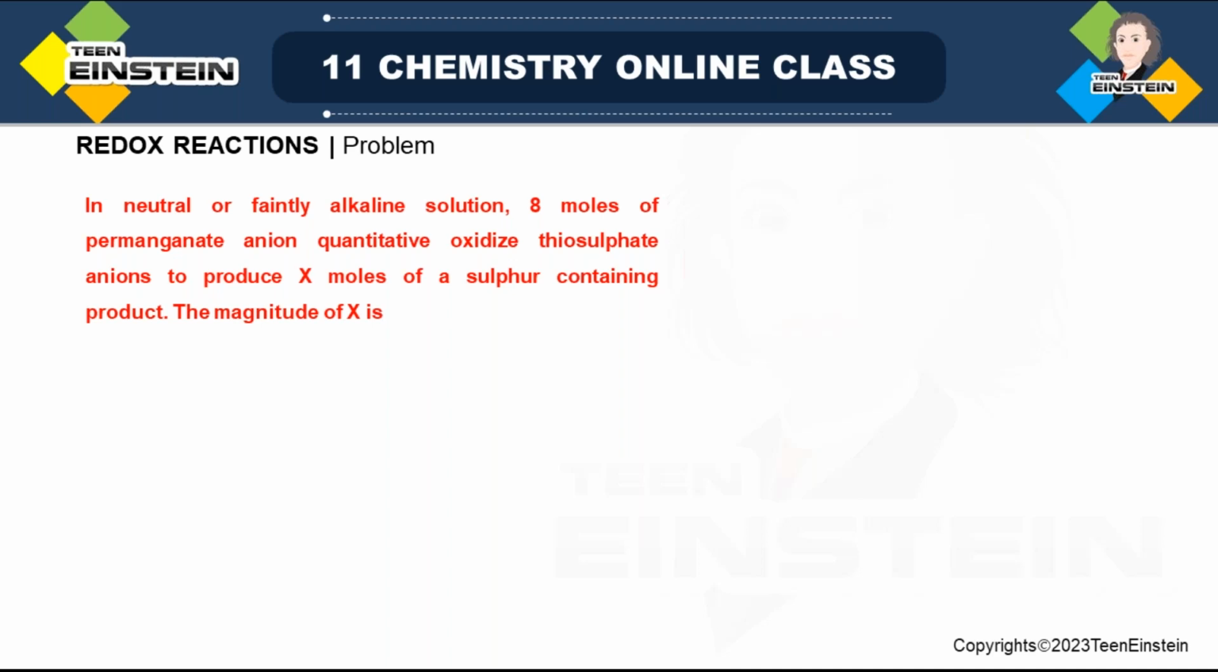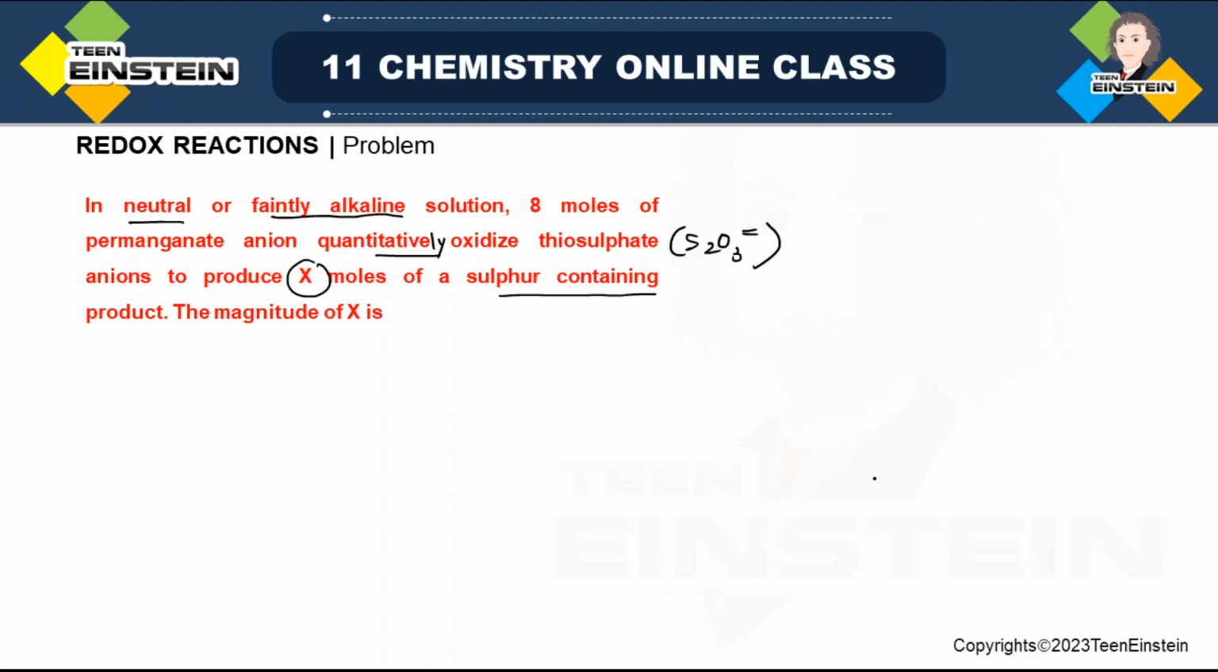In neutral or faintly alkaline solution, 8 moles of permanganate anion quantitatively oxidize thiosulfate anion. Again, we have S2O3 2 minus. It is neutral or faintly alkaline. It is asking, in this medium, 8 moles of permanganate quantitatively oxidize S2O3 2 minus anion, and it produces X moles of a sulfur containing species. That means S2O3 2 minus will be oxidized to some sulfur species obviously because it contains sulfur. But which species is it?